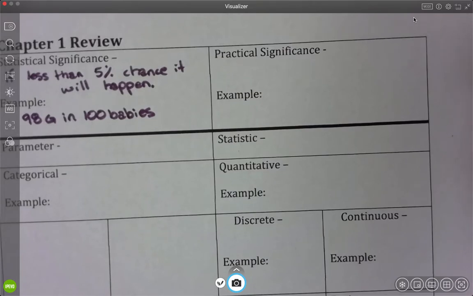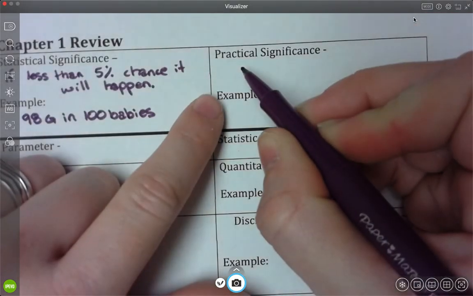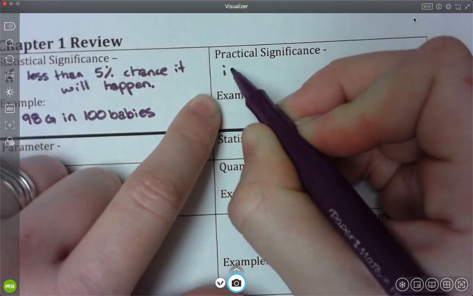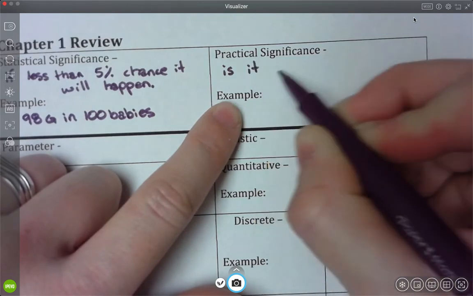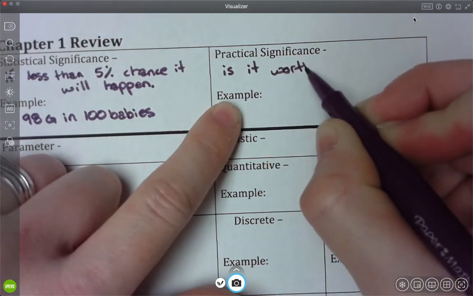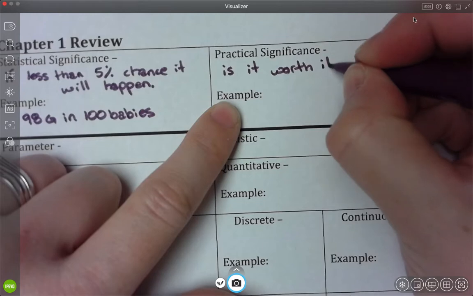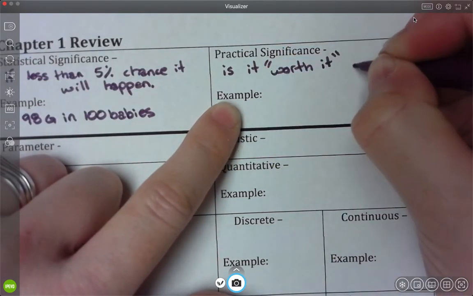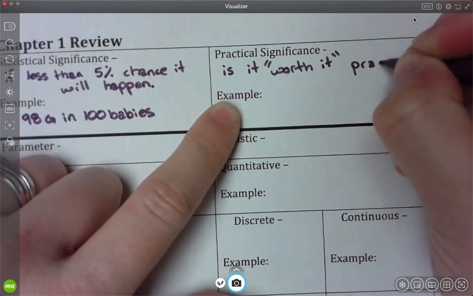Okay, now practically significant, kind of one of the ways that I think about it is, even though it's less than a 5% chance of happening, am I going to pay a whole lot of money to do that? So I'm just going to say, is it worth it practically? Like, is it practical?